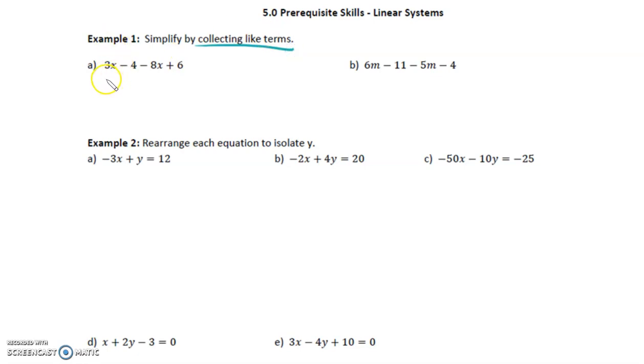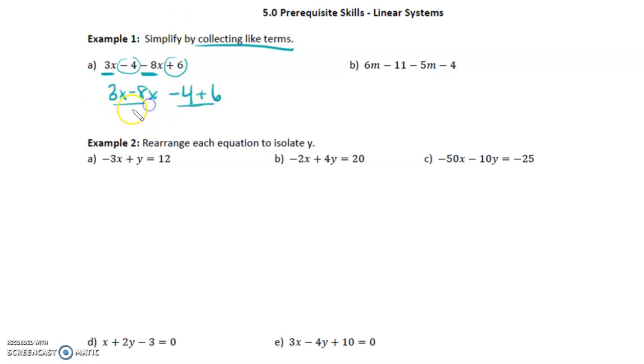Okay, so like terms have the same variable. So when we look at A, we see that we have a 3x and a negative 8x. So we're going to collect those. Then we see we have a negative 4 and a positive 6, so minus 4 plus 6. We're going to collect those.